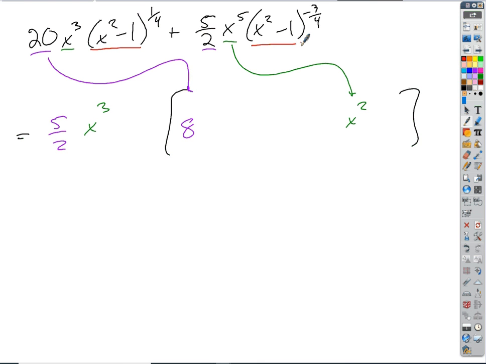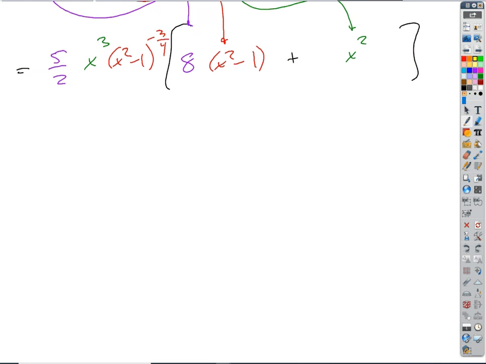Okay. What about the other like base that we have? The x squared minus 1. Well, the least power of that base is the negative 3/4. So what's that going to leave us with? Well, here it's going to leave us with x squared minus 1 to the 1/4 minus negative 3/4, which is 1. Okay? And then I get my plus, and then all that's left over here is just going to be my x squared, right? Everything else factored away.